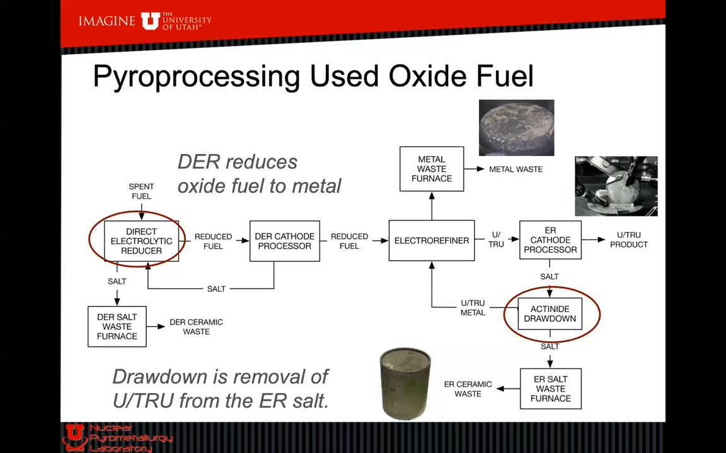Okay, so the two things I'm talking about in this seminar related to reduction and pyro processing are, first, this direct electrolytic reduction, and then second, this actinide drawdown. Actinide drawdown's purpose is to get the actinides out of the salt before you send the salt to waste, because we want to recycle. We want to get all the actinides back in the electrorefiner, and we want to use it to make new fuel. So it's very important that we don't bleed out the actinides into our waste stream.